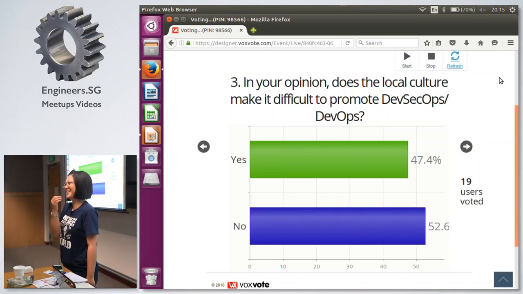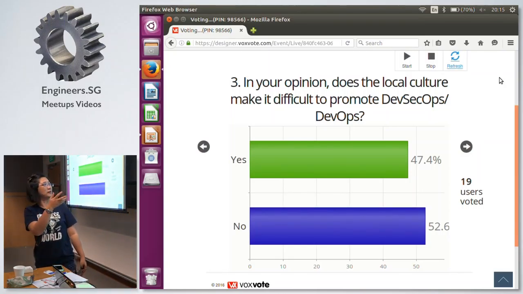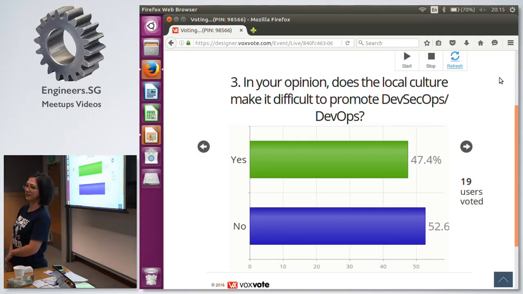Okay, what did you vote for? Yes? No? Yes. It's one of the most difficult places in the world and I've traveled all around. And yourself? Why does the local culture make things a little bit difficult? I think there are different companies, but younger, or I don't know. DBS is also hiring DevOps people. Yeah, DBS is always hiring DevOps people.